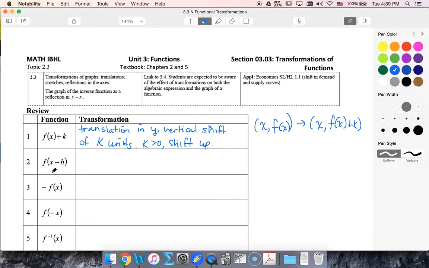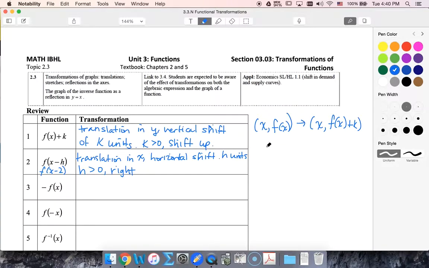Now thinking about this one, this is in with the x values, so I'm affecting the x values. This is going to cause a translation in x or a horizontal shift. If we've written it in this form, our shift is going to be h units. And in this case, if h is positive, I still have the minus sign here. If h is positive, then we go to the right. So for example, if I had f of x minus 2, then I'd go 2 to the right.